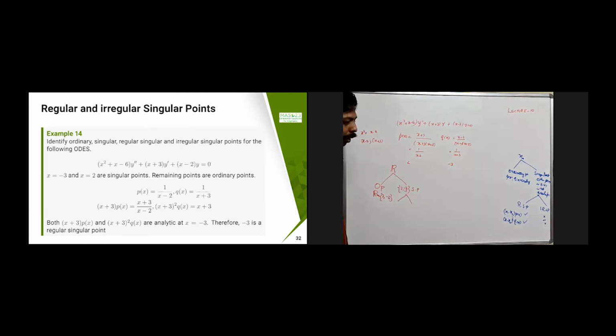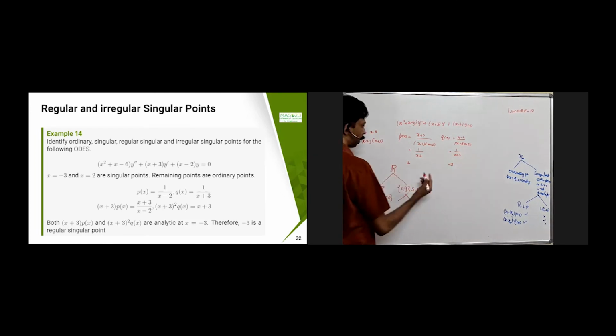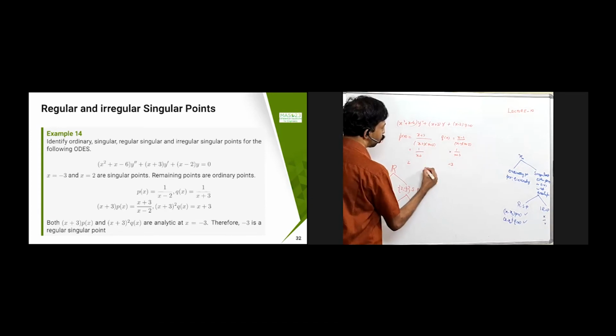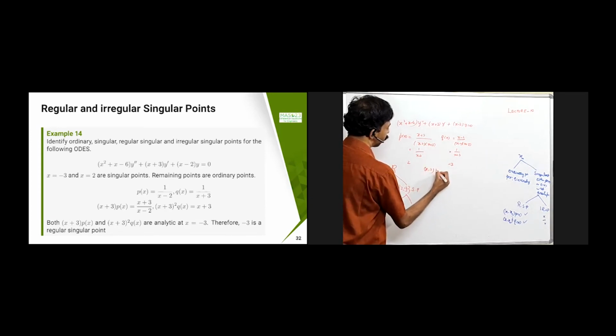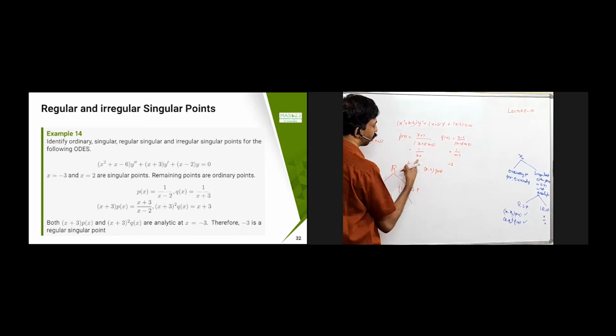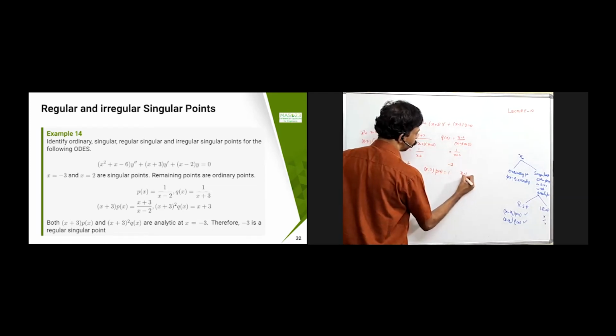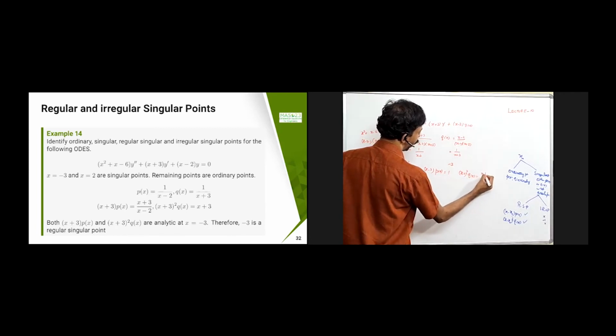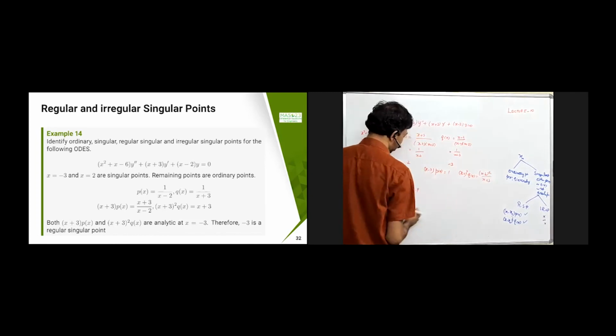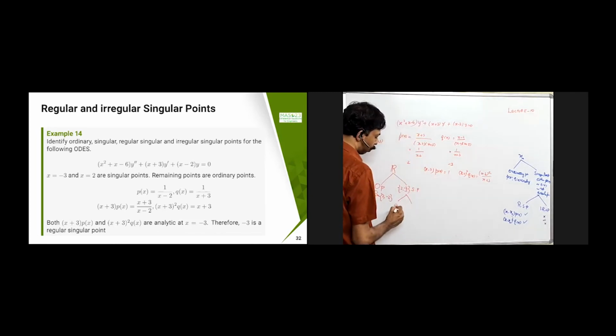First let us calculate this one: (x - 2) times p(x), so this is going to get cancelled and become 1, and (x - 2) squared times q(x) is going to become (x - 2)² divided by (x + 3). So there is no issue over here. Therefore, this is going to be a regular singular point. So 2 is a regular singular point.